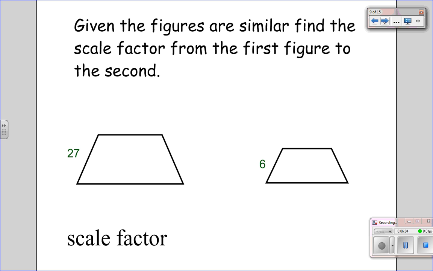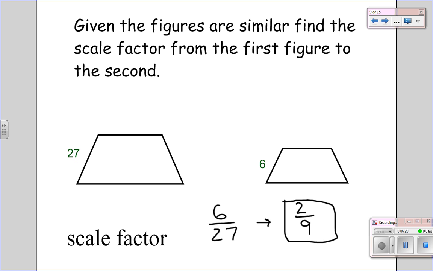Given these figures are similar, find the scale factor from the first figure to the second. I want you to quickly try this out on your own. It shouldn't take you very long. From the first to the second. All right, so from first to second, so second is new, so 6 over 27. And that, of course, reduces because 3 goes into 6 twice. 3 goes into 27 9 times, so 2 over 9.